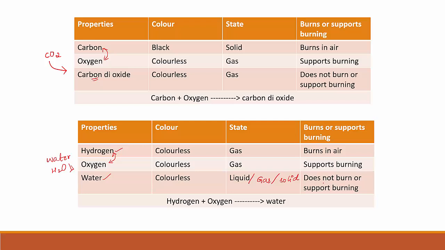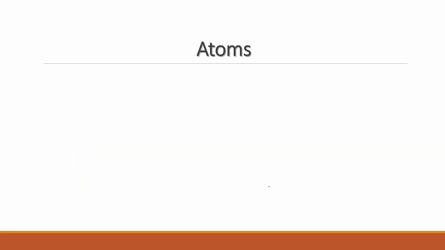And again here, if you see the properties, it does not burn nor does it support burning. So here hydrogen burns in air, oxygen supports burning, whereas the compound that these two make does not support burning nor does it burn. You understand what the second characteristic is trying to say? It says that the properties of the elements that make up a compound are totally different from the properties of the compound. That is what it is trying to say. So we'll move on to the next part now. We'll start with something called an atom. Let's introduce this term atom.